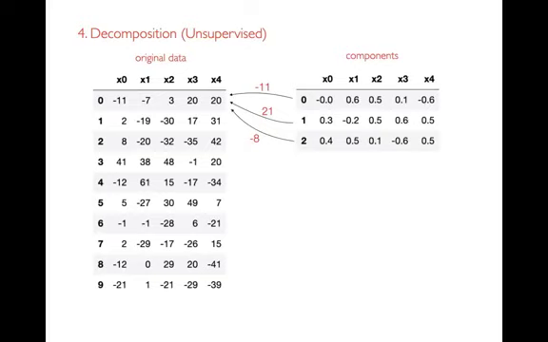So maybe what I see is that, with some small error, most of these rows are just combinations of these three rows over here, and I would call these my component rows. You notice the columns are the same between my original data and my component rows. To get this row here, like -11, -7, 3, 20, 20, I would multiply this row by -11, then add 21 times this row, and then add -8 times this row, right? So I'm taking a weighted average of these three rows to produce this row.